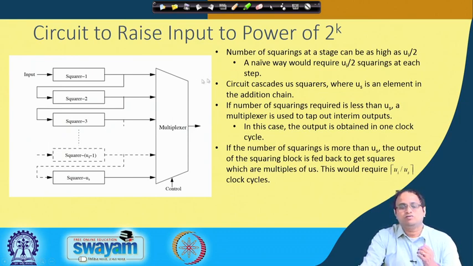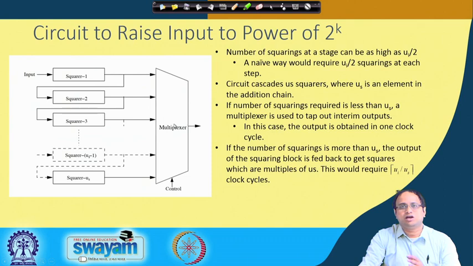Therefore, what you can do is trade off between hardware and clock cycles, and rather than implementing one squarer, you can have a cascade of squarers. So, you can have say US number of squarers. US is a value in the addition chain, which you have chosen by some kind of analysis, which I will elaborate later on. But imagine that you have US number of squarers cascaded, and then followed by a multiplexer circuit.